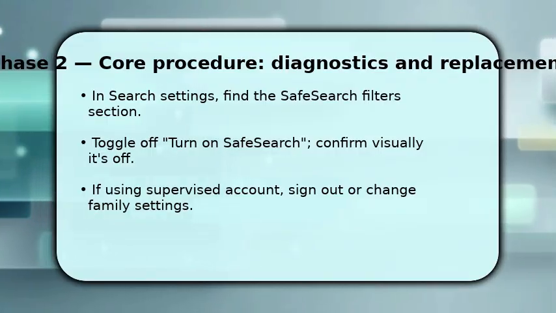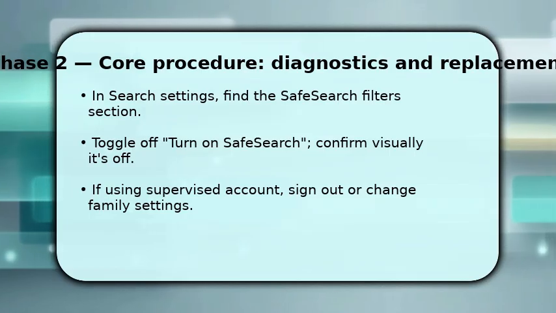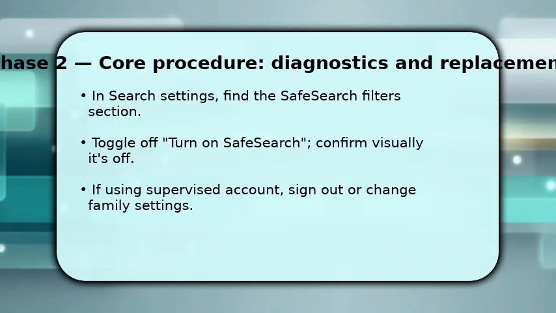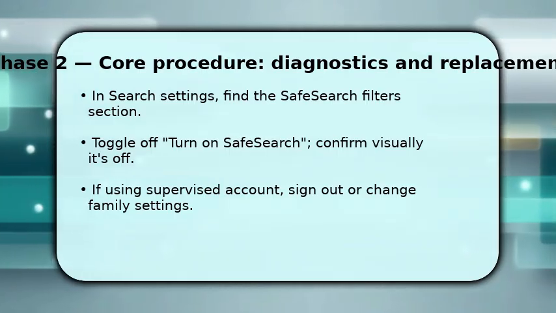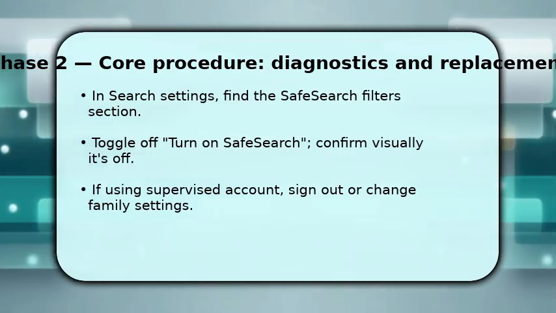If results still look filtered, make sure you're signed into the right account, because supervised or child accounts and family link settings can enforce Safe Search. Once the toggle is off, click Save at the bottom so your change is applied.